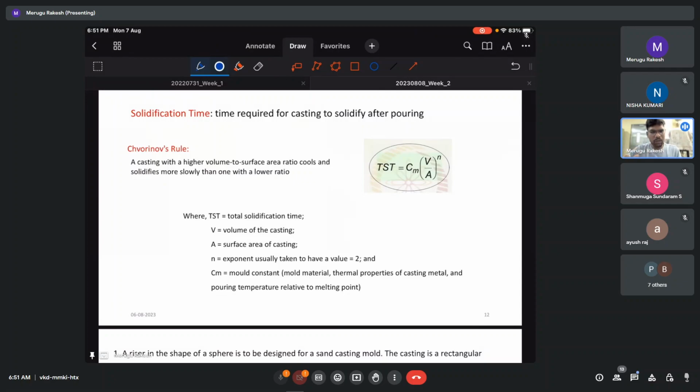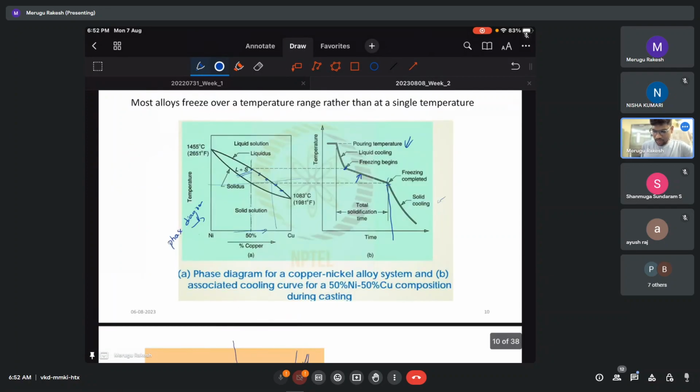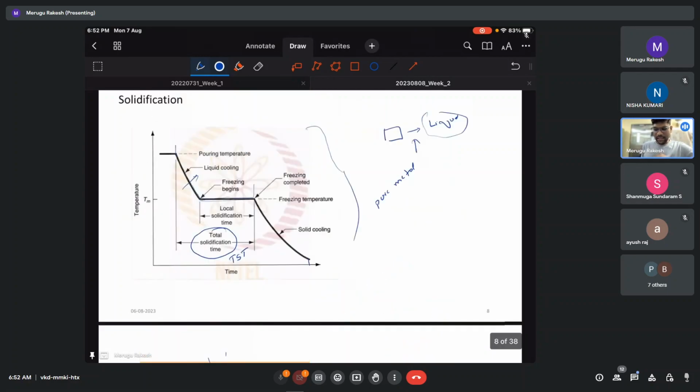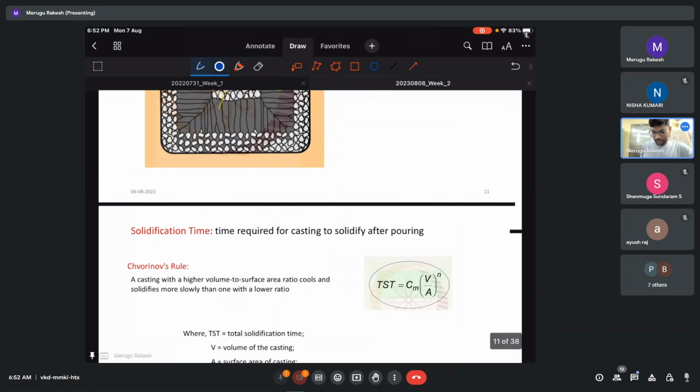We have a good number of numericals in solidification time, which comprises the optimum riser design calculations as well. I will discuss the shrinkages at the end. So solidification time is very simple: the time required for a casting to solidify after pouring. We have seen it in the graphs as well, until the freezing point is completed, either for a pure metal or an alloy.